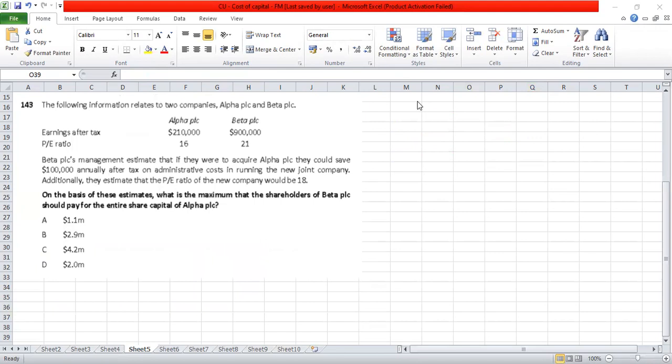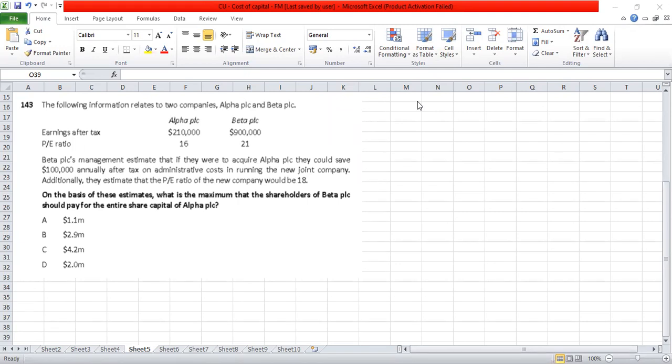The following information relates to two companies, Alpha PLC and Beta PLC. We have the earnings after tax and price earnings ratio for both companies. Beta PLC's management estimate that if they were to acquire Alpha PLC, they could save 100,000 annually after tax on administrative costs in running the new joint company. Additionally, they estimate that the price earnings ratio of the new company would be 18. On the basis of these estimates, what is the maximum that the shareholders of Beta PLC should pay for the entire share capital of Alpha PLC?